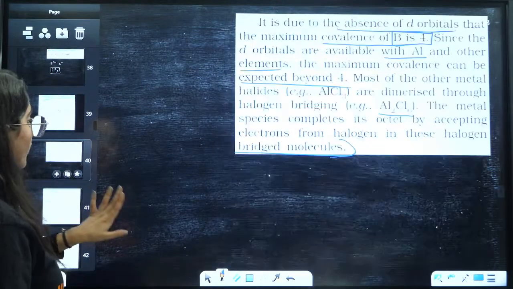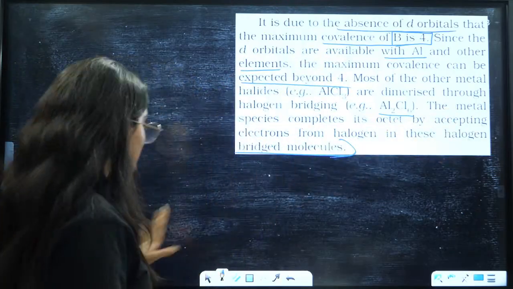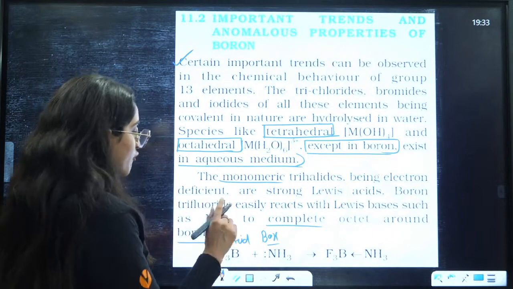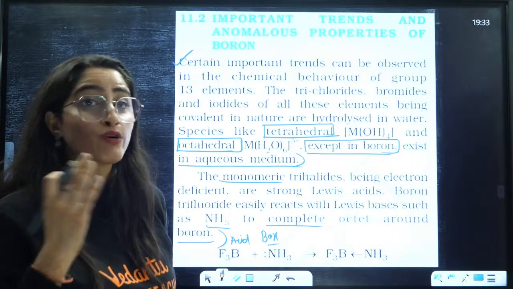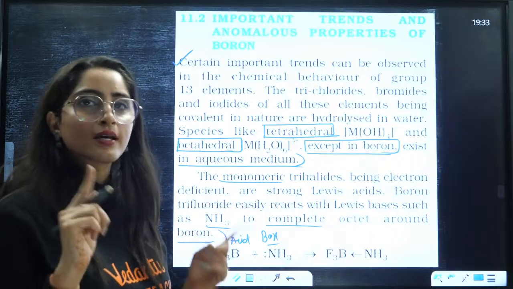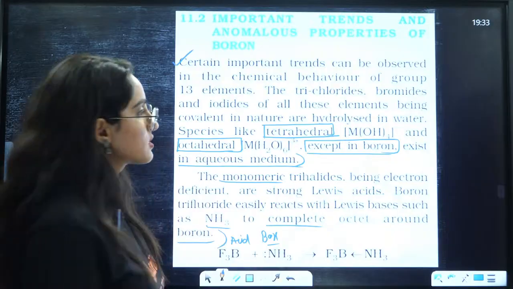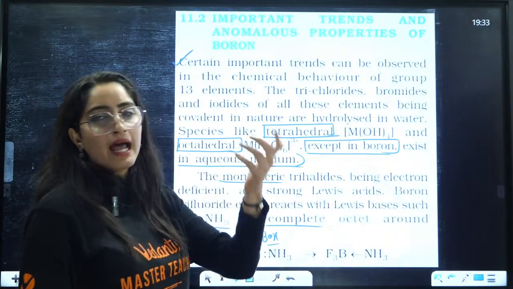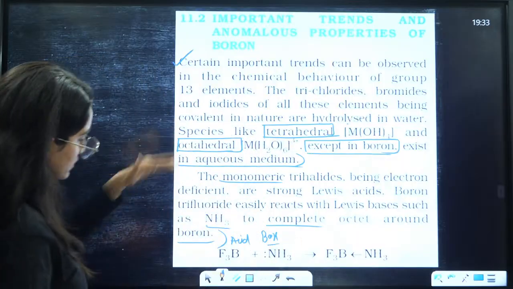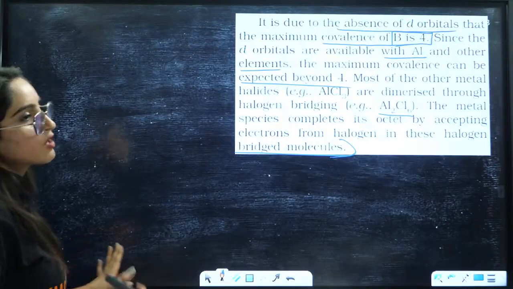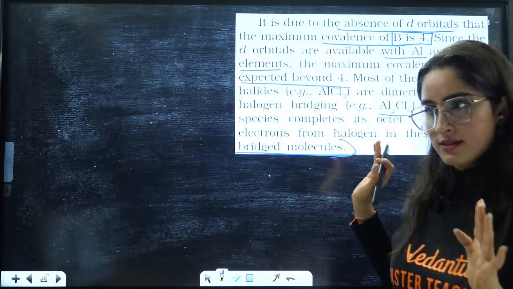So this is a very, very important question that is asked. Again, they can ask you why the trihalide of boron acts as a Lewis acid and not the others. The reason is that boron cannot expand its covalency, which is why it acts as a Lewis acid. Why are other halides hydrolyzed but not boron? The reason is the same. They can also simply ask why boron shows anomalous behavior. The reason is again this.